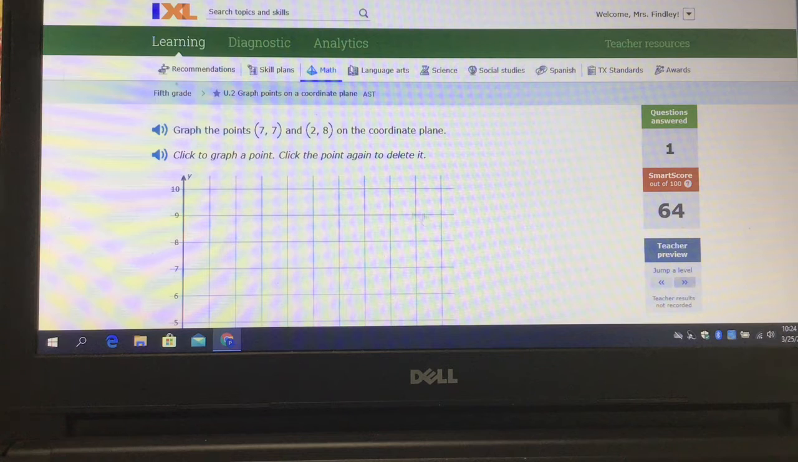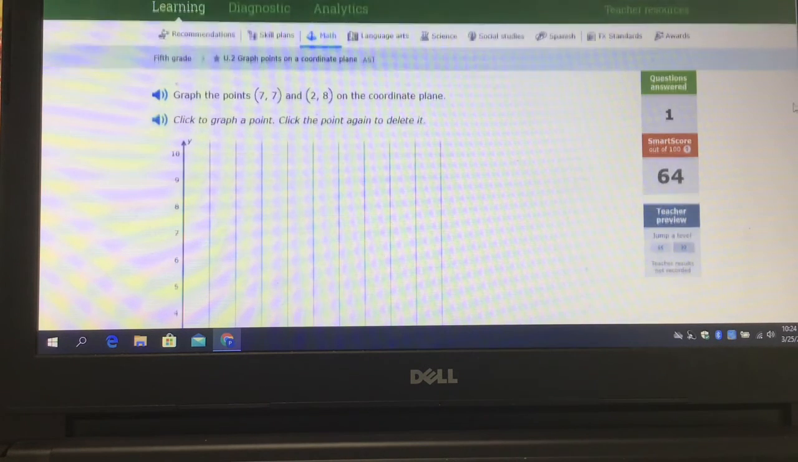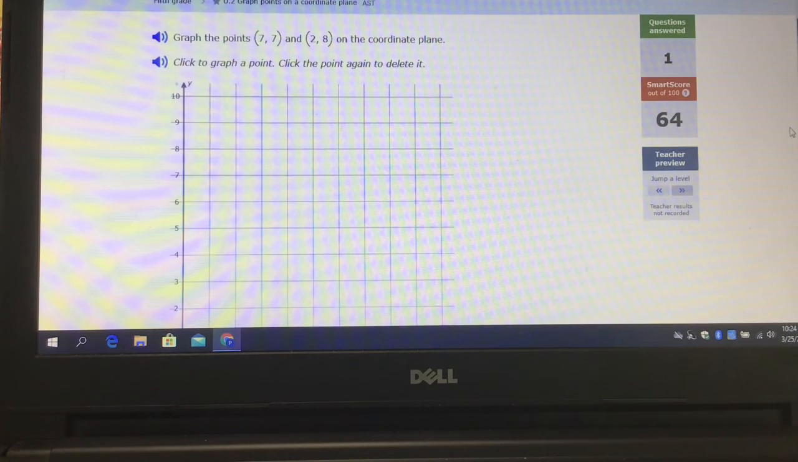Okay, now we need to graph both points. We need to graph 2 different points. This little information right here is just telling you if you make a mistake and you want to take a point off, all you have to do is click the point again and it will delete the point. So if we drop one in the wrong spot, no big deal. You just click it again and it'll take it off.